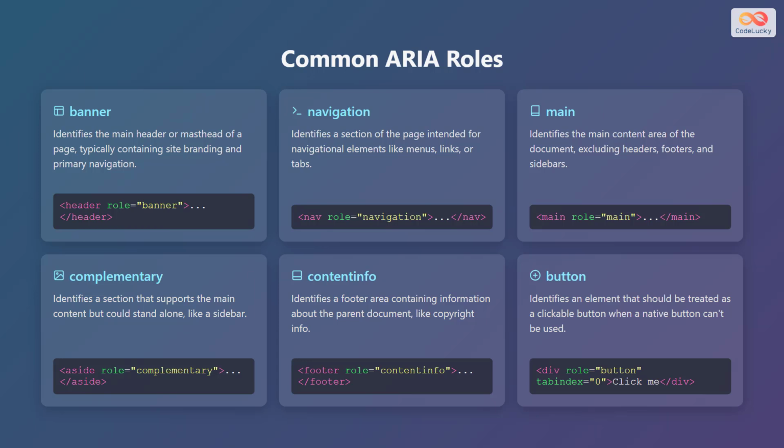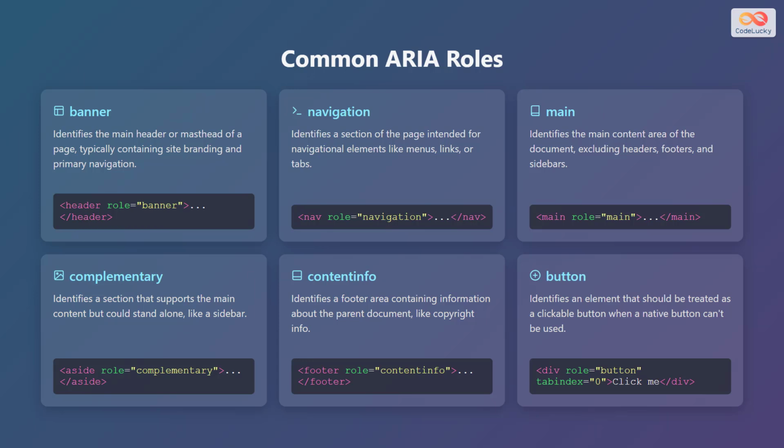Then the main role, which identifies the main content area of the document. The code example is main role equals main / main. The complementary role identifies a section that supports the main content but could stand alone, like a sidebar. The code example is aside role equals complementary / aside.